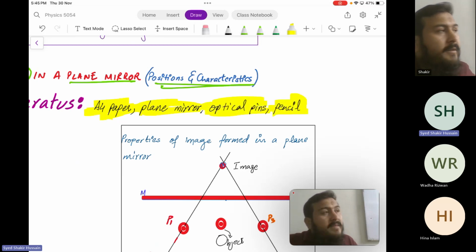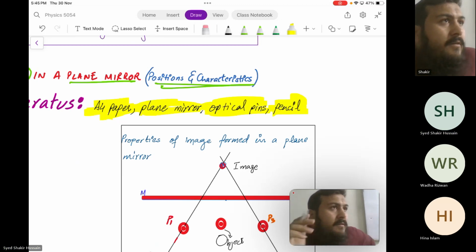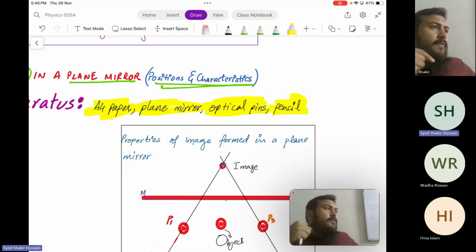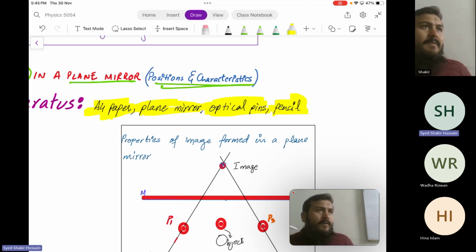Do you know what is an optical pin? Have I discussed it? Optical pins: whenever you go and buy new clothing, you will find that those collars and cuffs have those needle type of pins attached to them. What we call the office pins too. Those are known to be optical pins.